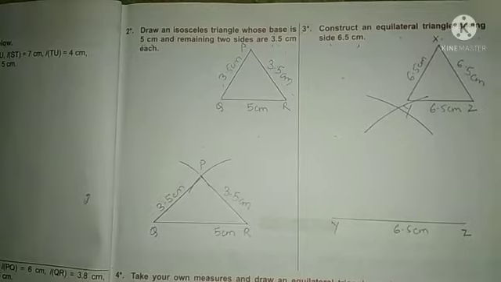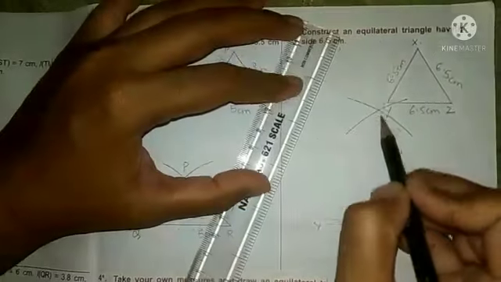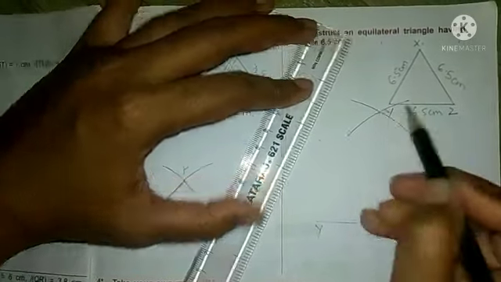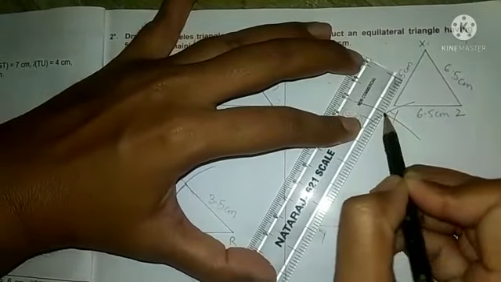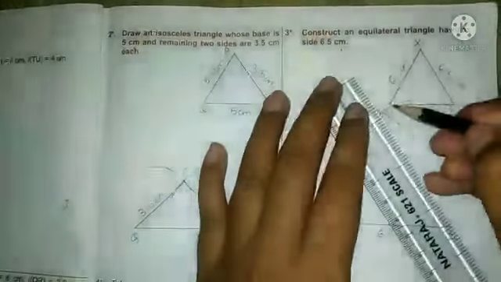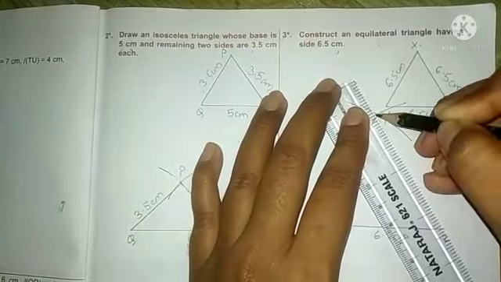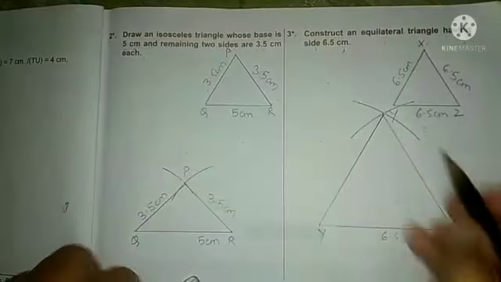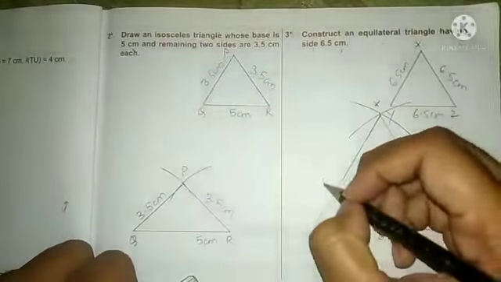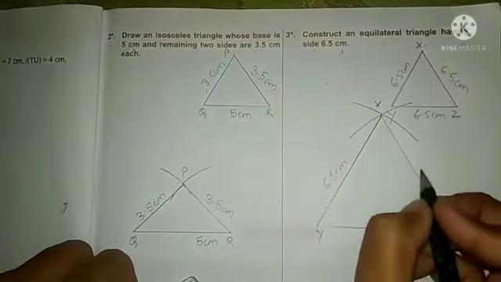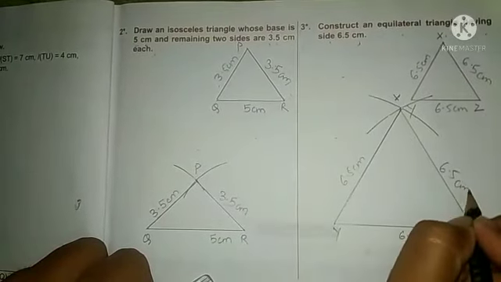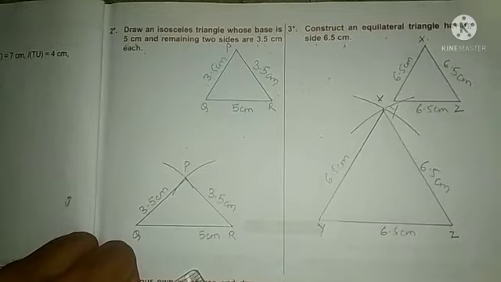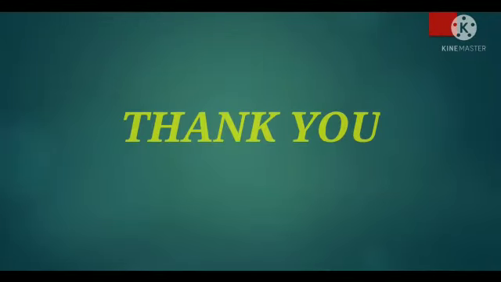Clear? Now with the help of your scale, from the center of this arc you have to draw the line till Y. Then again from the center of this arc you have to draw the line till Z. So this one is our X and these two sides are of 6.5 centimeter, 6.5 centimeter. Clear? Understood?